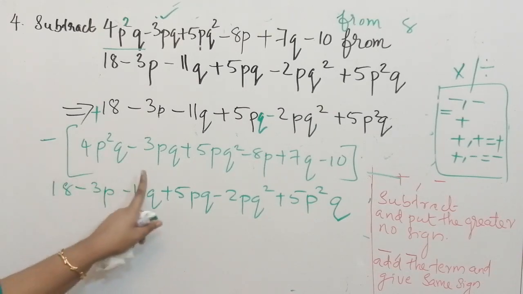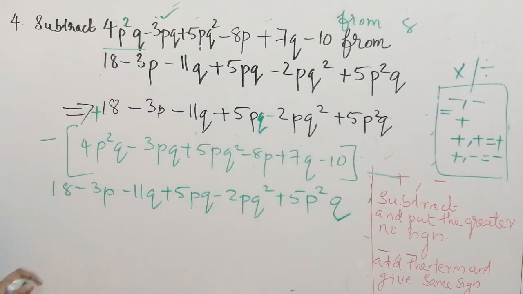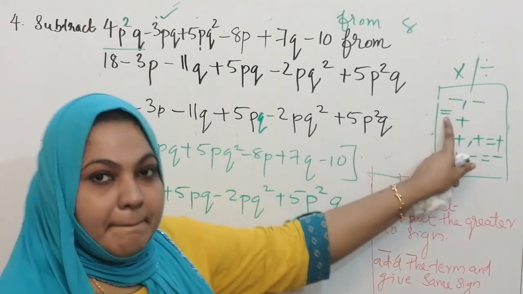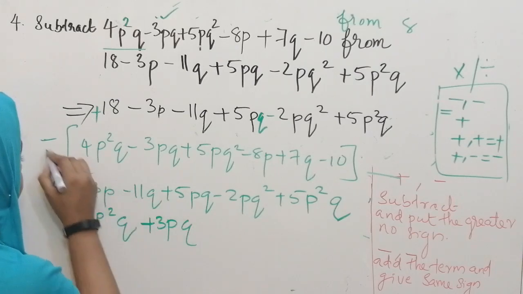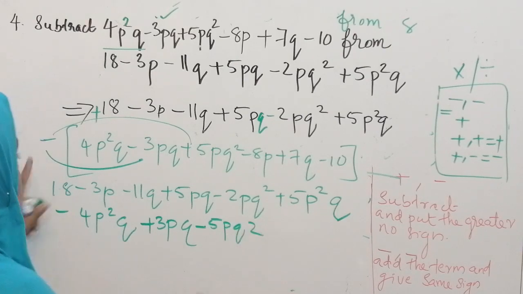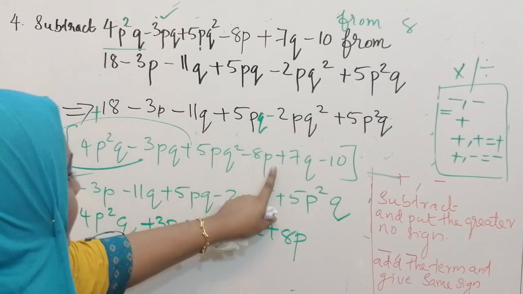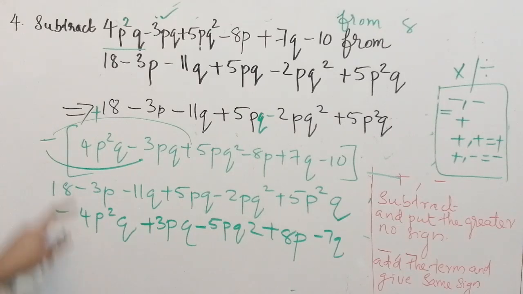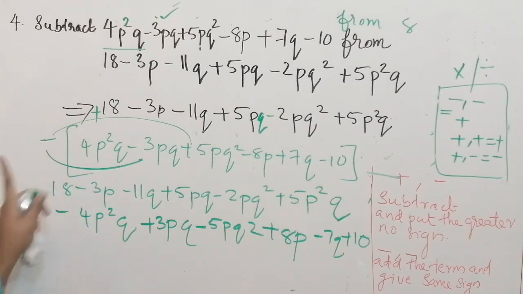So the minus sign, here I said you have to follow the rules for multiplication or division. So minus and plus means minus 4p square q. Minus and minus means plus 3pq. Next is minus and plus, minus 5pq square. Minus and minus, plus 8p. Next is minus and plus, minus 7q. Last, minus and minus, plus 10. So I hope you understood how we can solve the bracket.